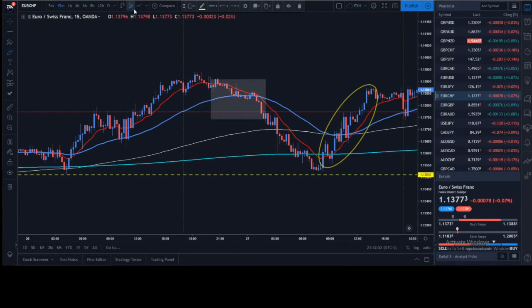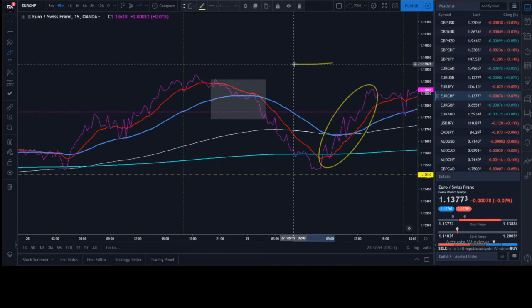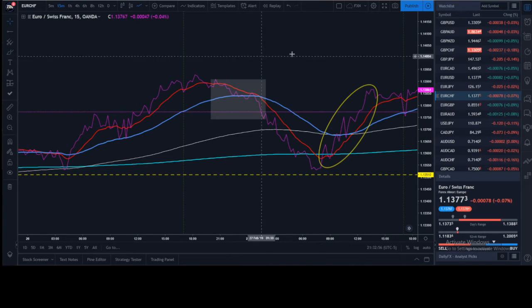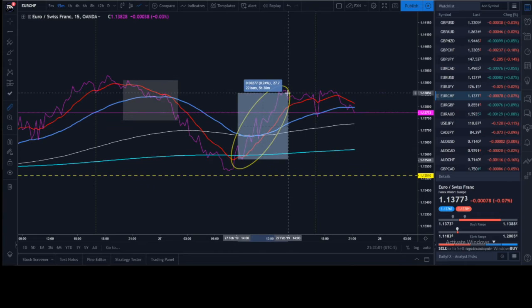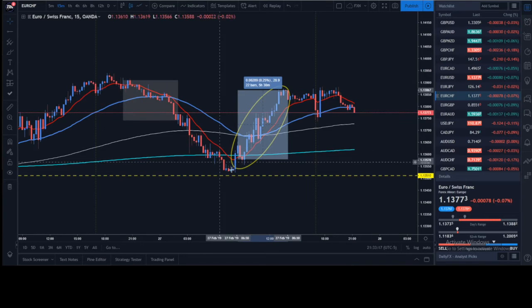Euro Swiss, we ended up getting a nice little W pattern there, a type 1 setup. So that ended up coming up about a good 30 pips or so there. This was right before the start of the US session. Okay, so price moved all the way down, consolidated here, and then boom, we got our trade set up there.